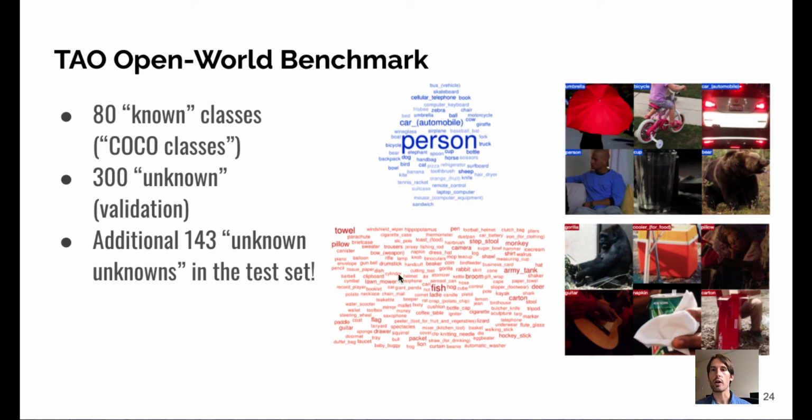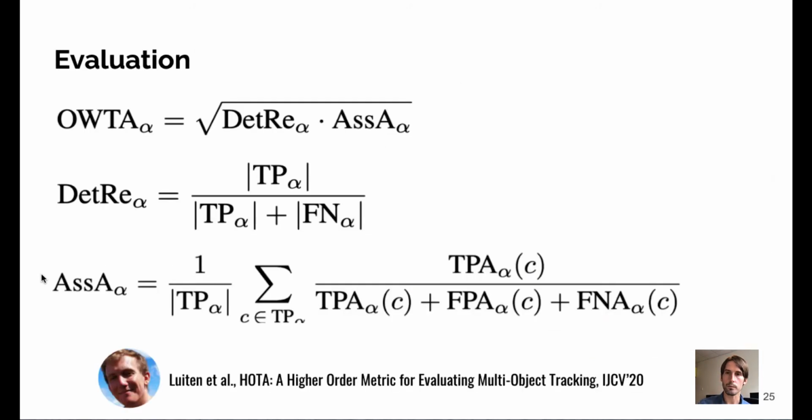300 of these unknown classes will be present in the validation set, and there will be an additional 143 classes that will appear only in the test set. We refer to this as unknown unknowns. And we really believe that those are actually a reasonable proxy for the wide range of objects that could appear out there in the real world.